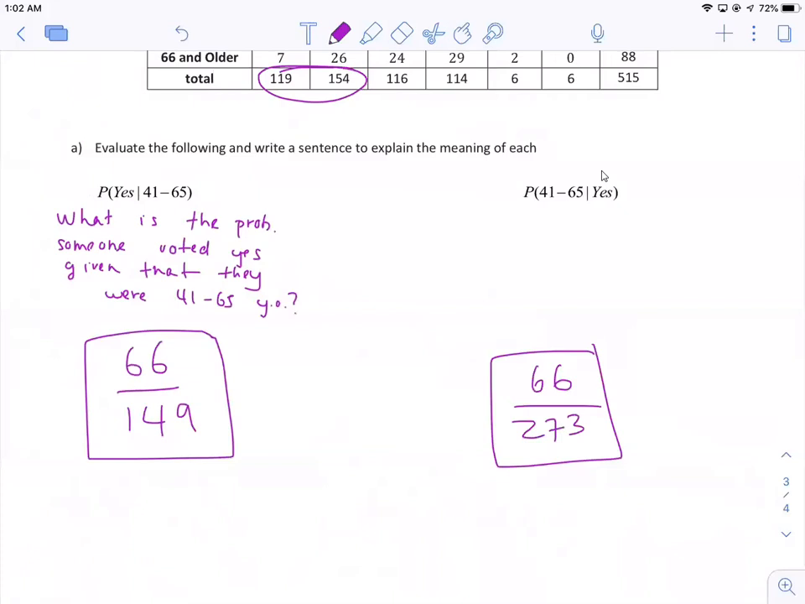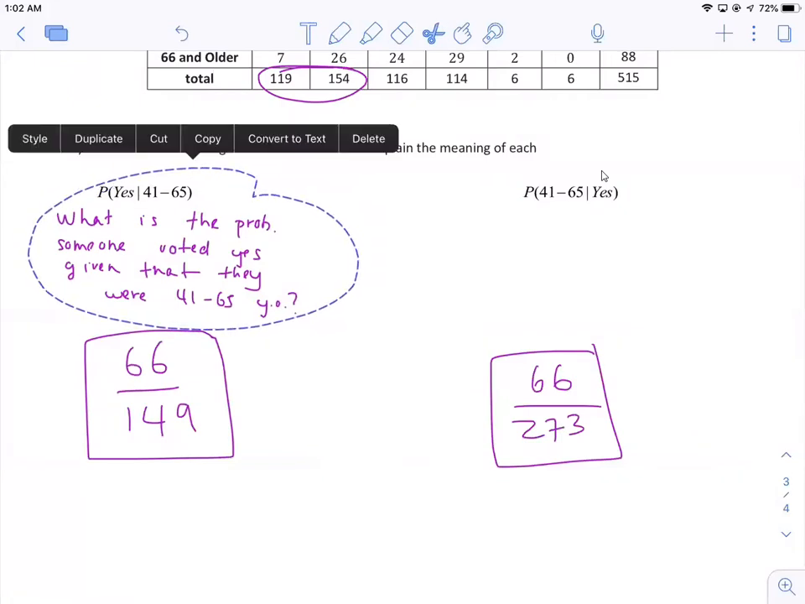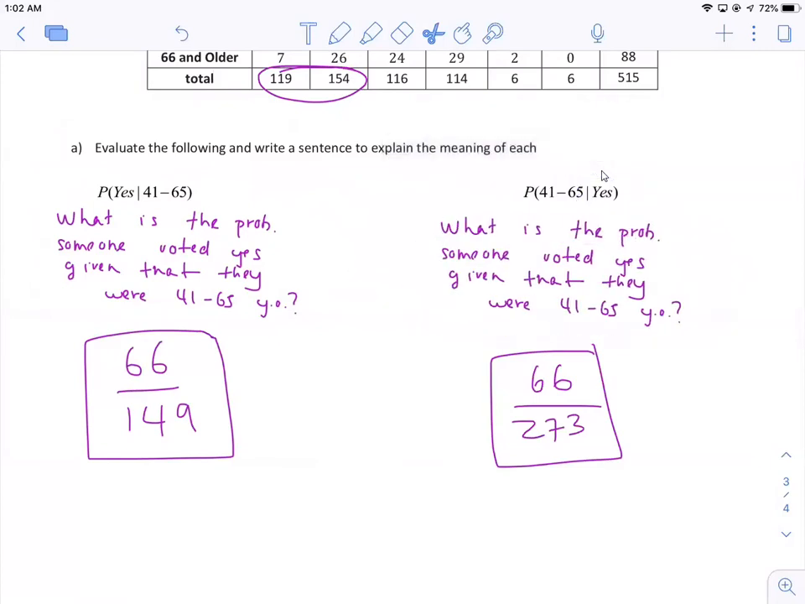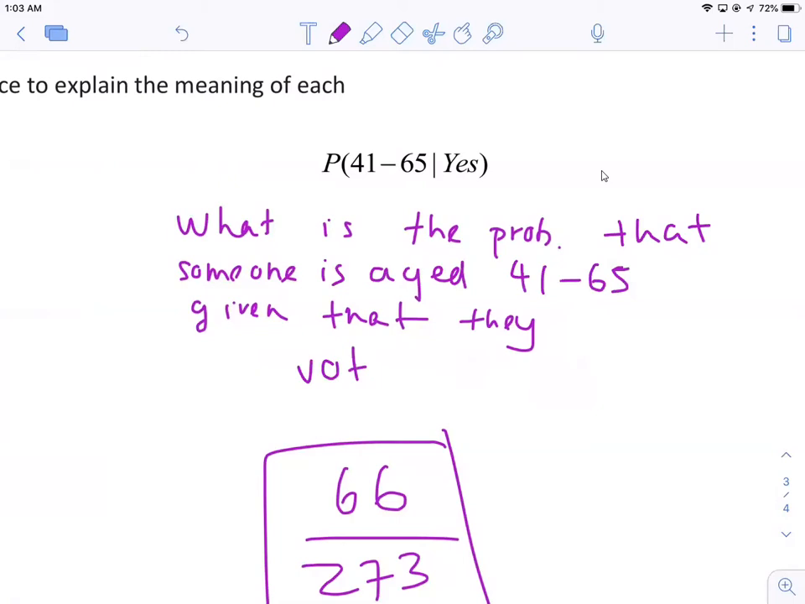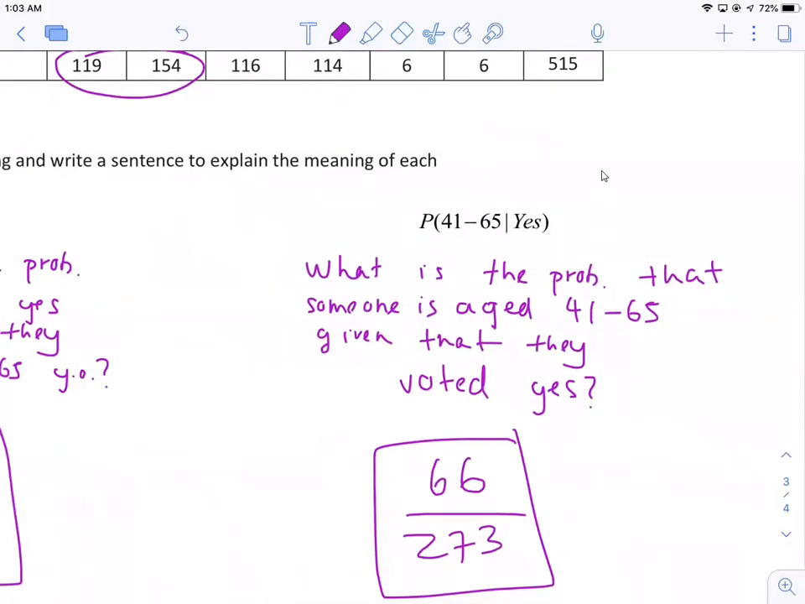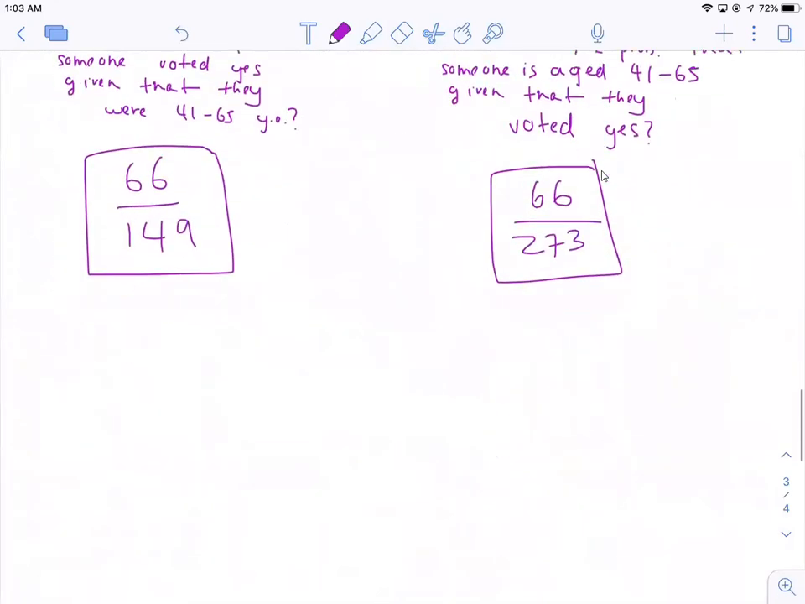I'm just debating whether I want to write it out or not. I'm just going to copy and paste. So this answers the question, what is the probability that someone is aged 41 to 65, given that they voted yes? All right, so there's a 66 out of 273 chance that someone is that age, given that they voted yes. All right.